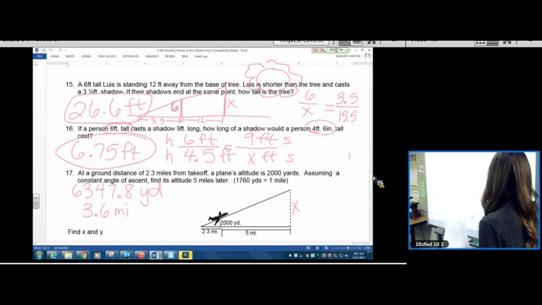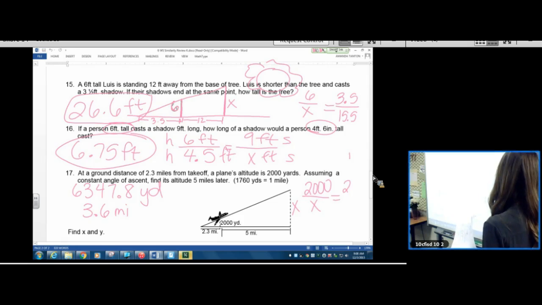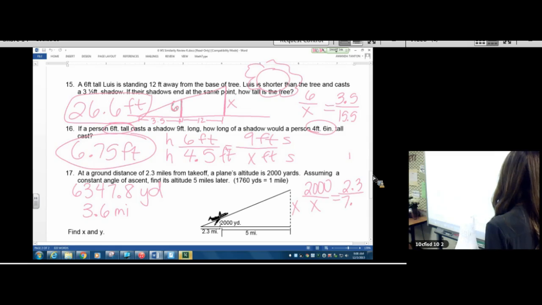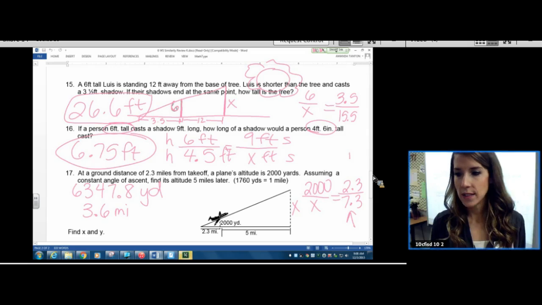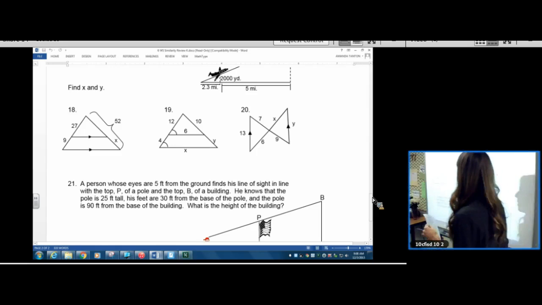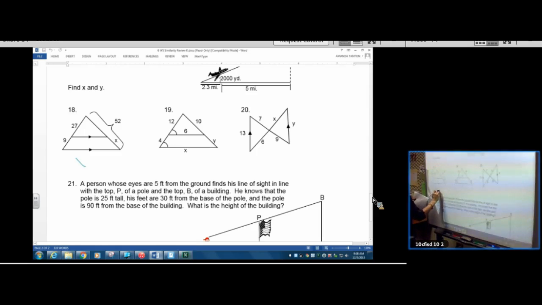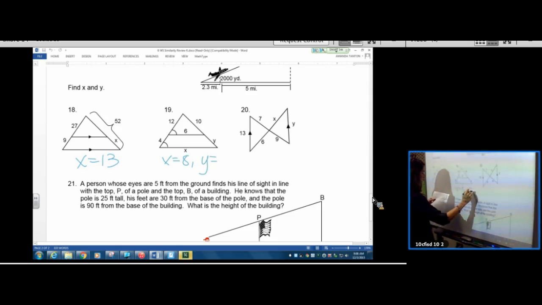So if I call this x, we could say 2,000 is to x as 2.3 is to 7.3. That 7.3 is the important part. You have to add 5 to 2.3. Okay? On the first one, good. X is 13. On the next one, x is 8. And y is 10/3, I believe.